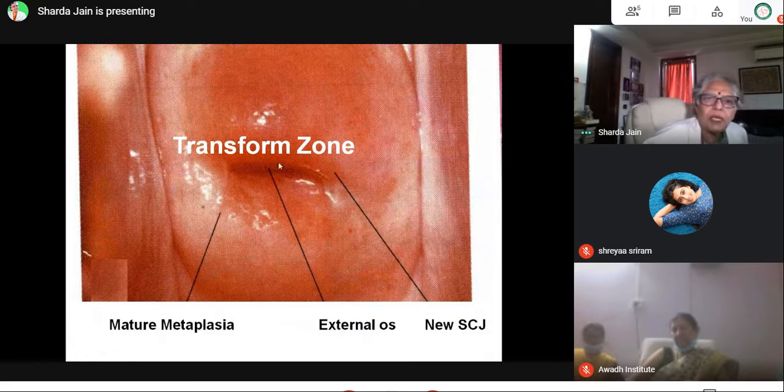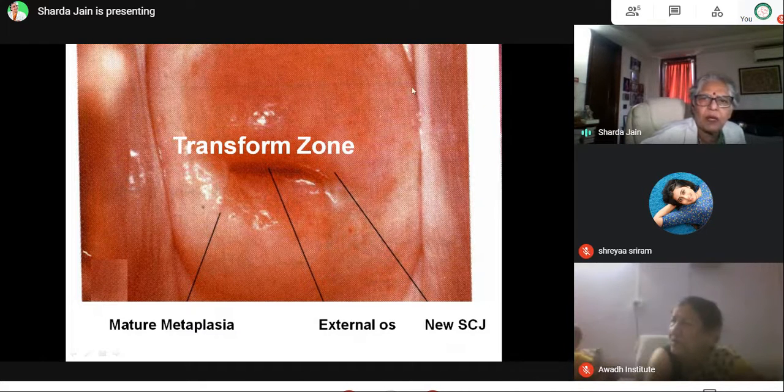Now, about the transformation zone, another fact: one thing is gland opening. Secondly, it is not a complete circle. Some areas can be bigger, like here in the anterior cervix, it is a bigger area, while in the posterior cervix it is a very small area. On the sides, it is like this. Wherever the glands are, you keep joining those glands, and that becomes your transformation zone.